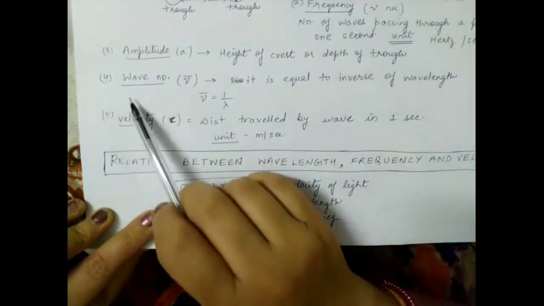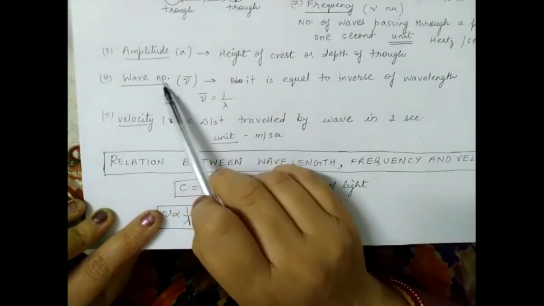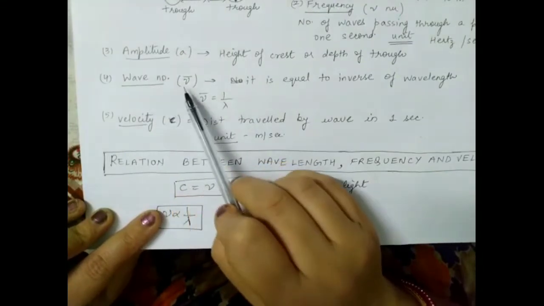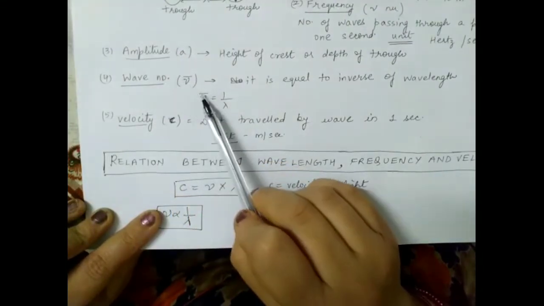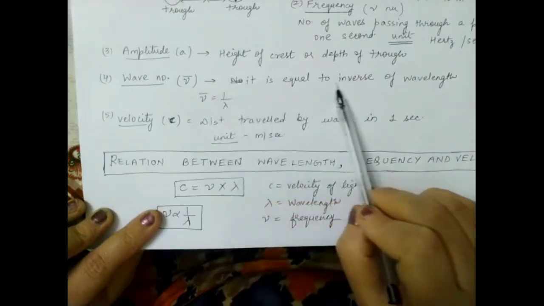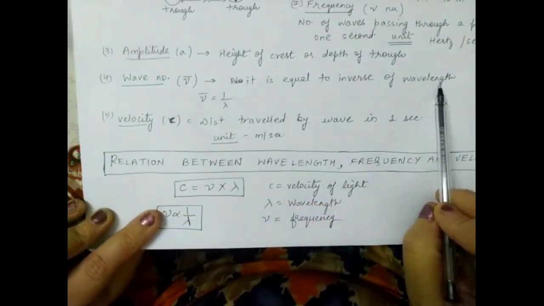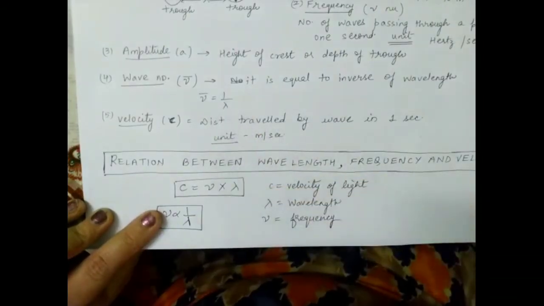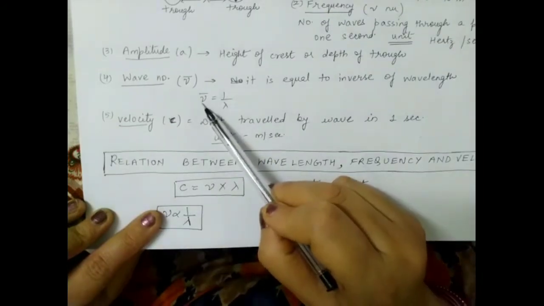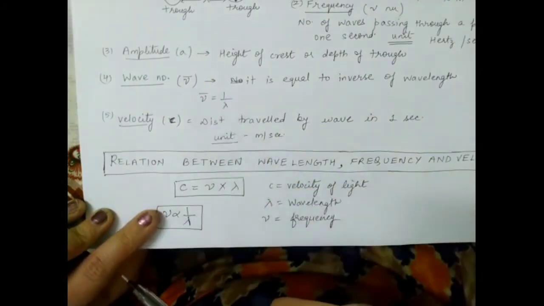Okay. And what is the fourth characteristic? It is wave number. Wave number is denoted by nu bar. Okay. And it is equal to the inverse of wavelength. That is, reciprocal of wavelength is wave number. So it is denoted by nu bar. It is 1 upon lambda.